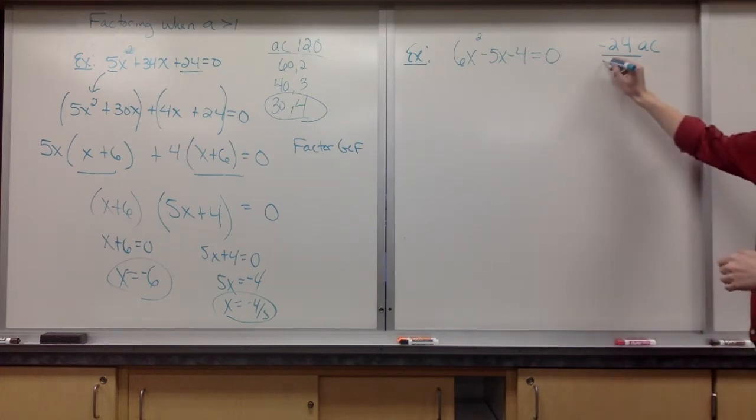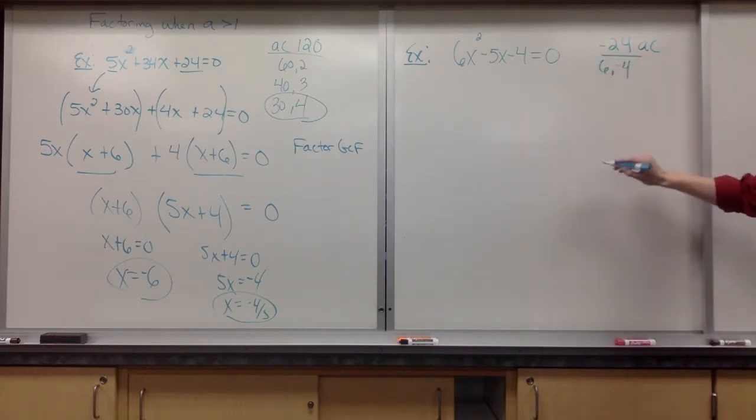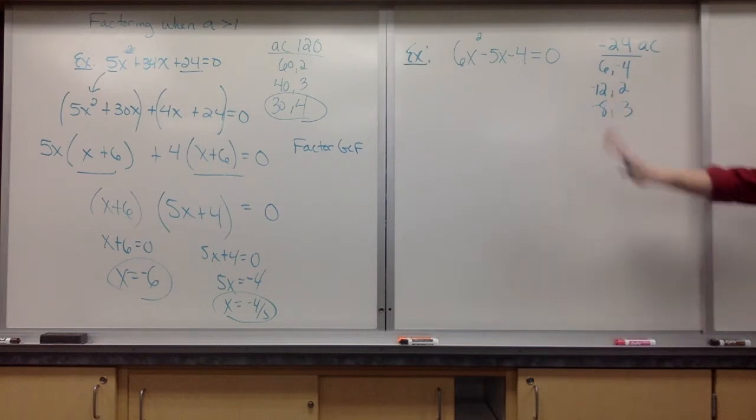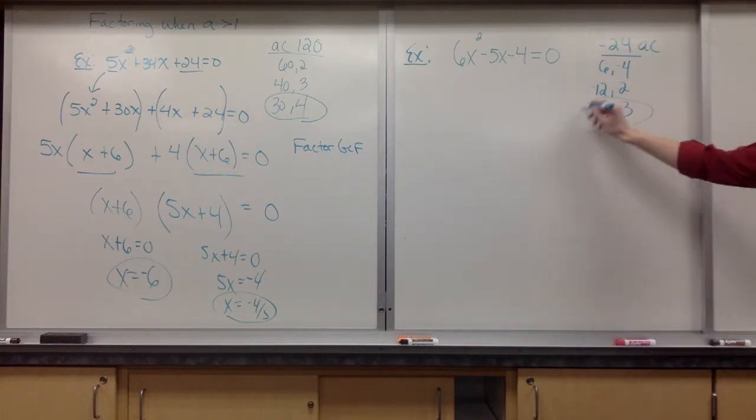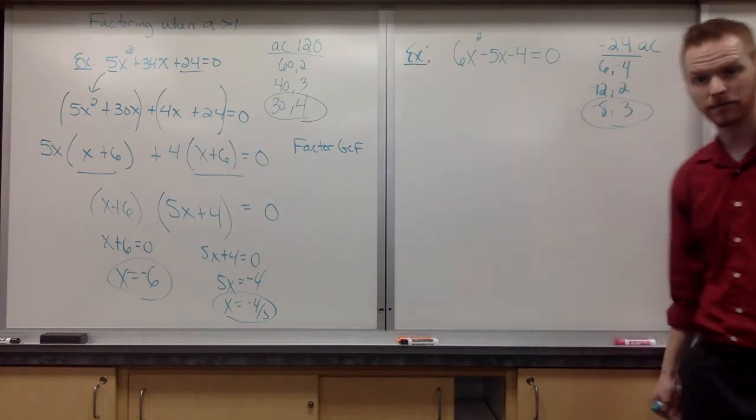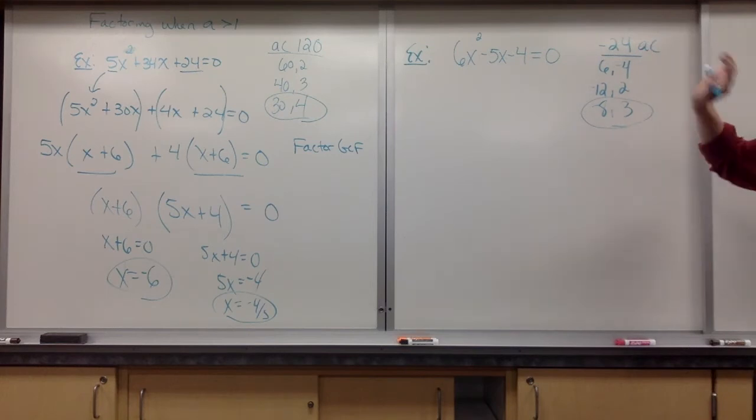Let's just start listing it. 6 and negative 4 would work. Negative 12 and 2. Negative 8 and 3. There are more, but I'm just stopping there because I have my answer. And it is this guy right here. Negative 8 and 3. If I add them up, I get negative 5. Okay? And if I multiply them, I get negative 24.